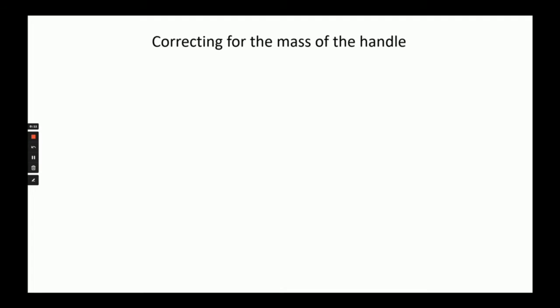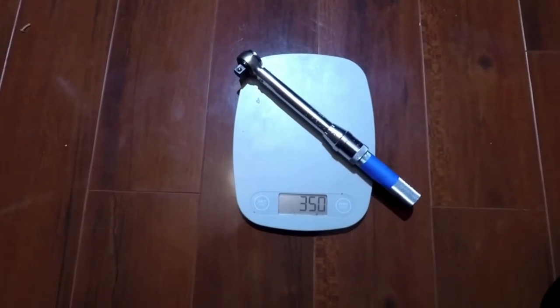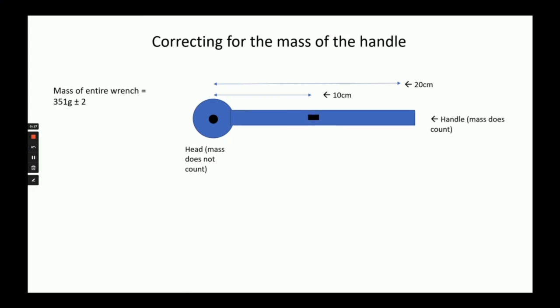So now I'm going to show you how I corrected for the mass of the handle. The mass of the entire wrench was 351 grams, so I estimated that the mass of the handle and not the head was around 300 grams.